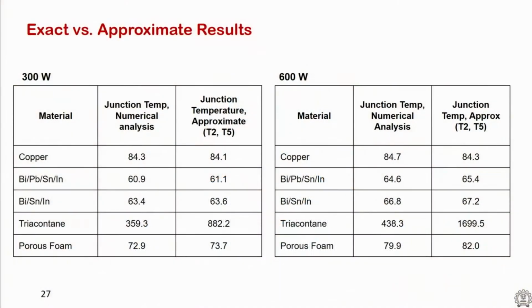So, if you look at this, what you are finding is that the 10 mm thick copper is able to keep the junction temperature below 85 degrees Celsius, and the lead metallic alloy, on the other hand, for 300 watts is about 61 degrees Celsius. Without lead, it melts at 63.4 degrees. Trioxane is quite high, at 359 degrees. The porous foam integrated with trioxane gives you close to 73 degrees Celsius.